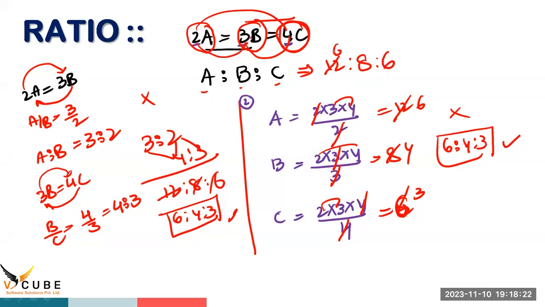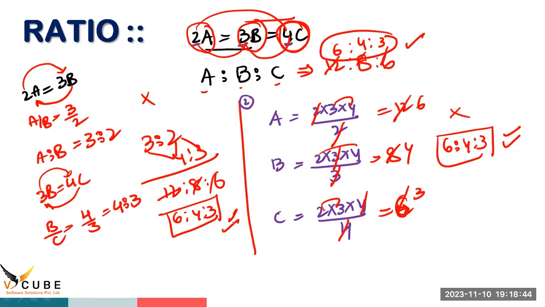Let me calculate. 2 6s, 2 4s, and 2 3s. The final answer is 6 is to 4 is to 3. Is it clear to all of you? Any doubts regarding this problem?